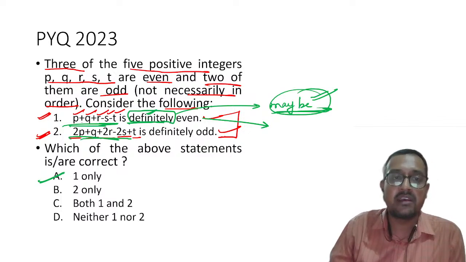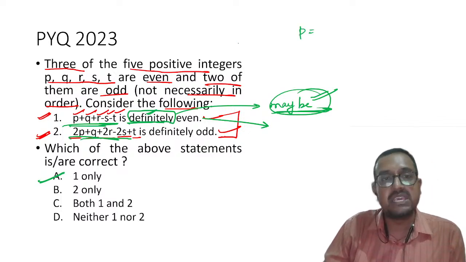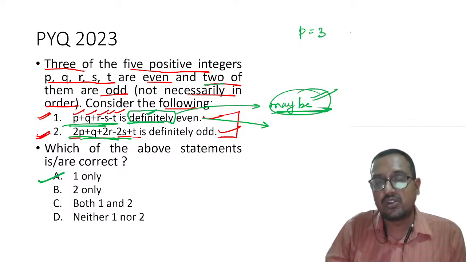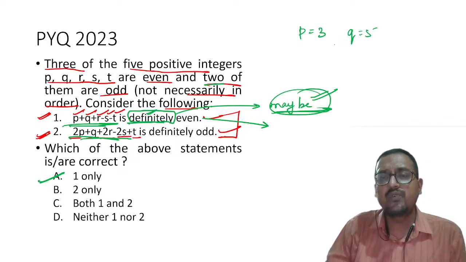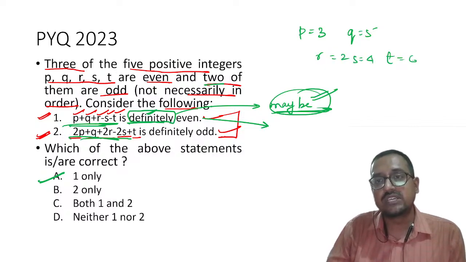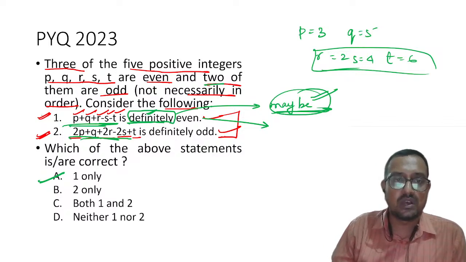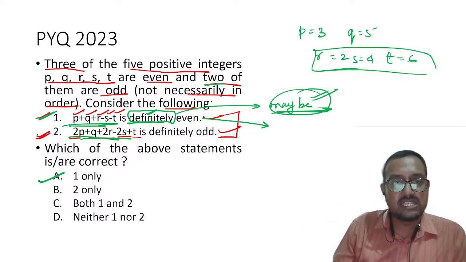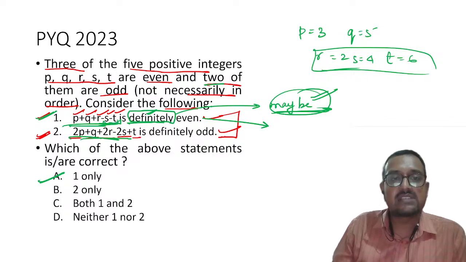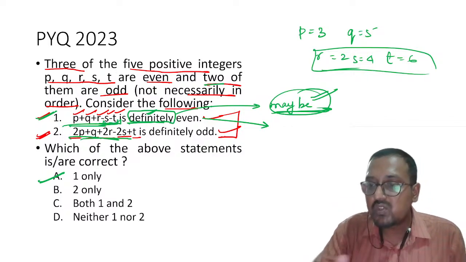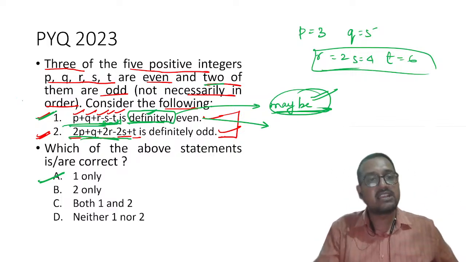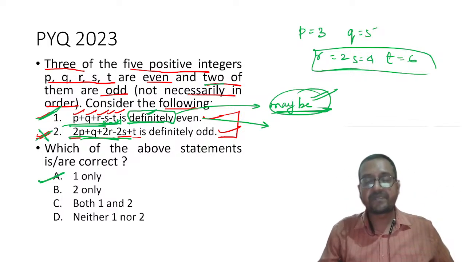The correct answer will be A. Try to put different values. For example, let us say two of them are odd. So let me put P is equal to 3, Q is equal to 5, R is equal to 2, S is equal to 4, T is equal to 6. So now try to see if this will work. Also try to work on the lines of this subtraction. So S minus T, suppose both of them are odd. Suppose one of them is odd, another one is even. So please try to work on these. You will realize that the first one is correct, the second one is wrong.